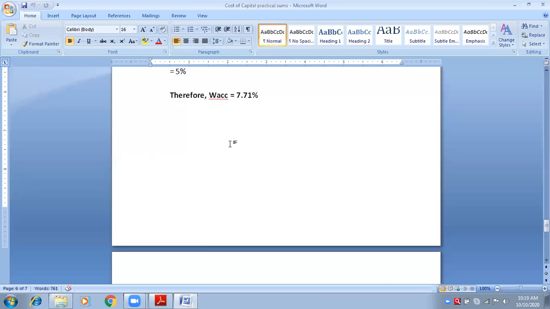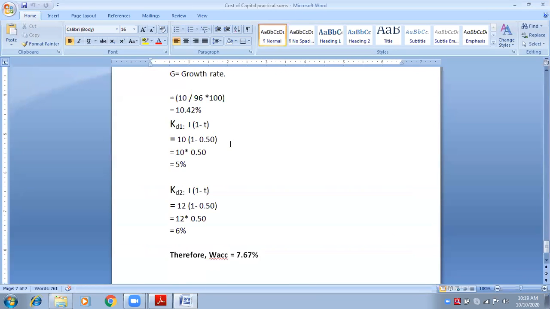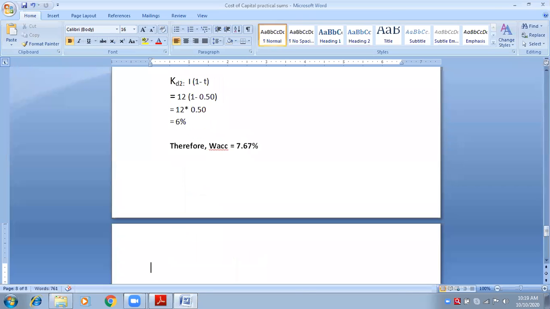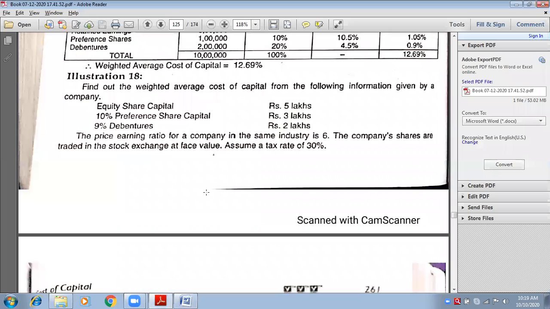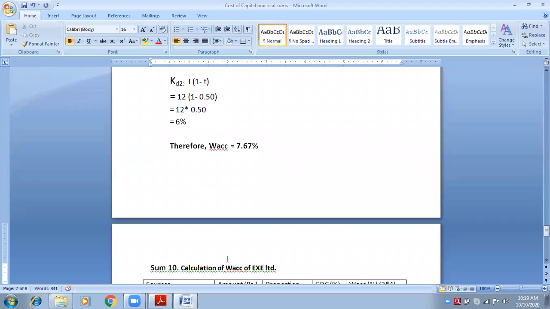ठीक है, इससे मैं कॉपी कर लेती हूँ. अभी हमारा सम नंबर कौन सा है बताएंगे? 10th वाला है. ओके. अभी कौन सी कंपनी का नाम क्या है? Find out the weighted average cost of given company. ओके, कंपनी का नाम नहीं दिया हुआ.